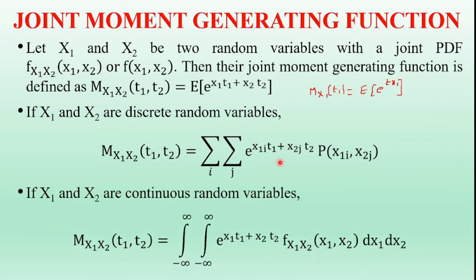For the continuous case, if the random variables x1 and x2 are continuous random variables, then the joint moment generating function is given by M_{X1 X2}(t1, t2) = integral from minus infinity to infinity, integral from minus infinity to infinity of e^(x1 t1 + x2 t2) times the joint probability density function dx1 dx2. Here t1 and t2 are not a typo; t1 and t2 are the variables. So this is the definition of the joint moment generating function for discrete random variables, and this is the definition for continuous random variables.